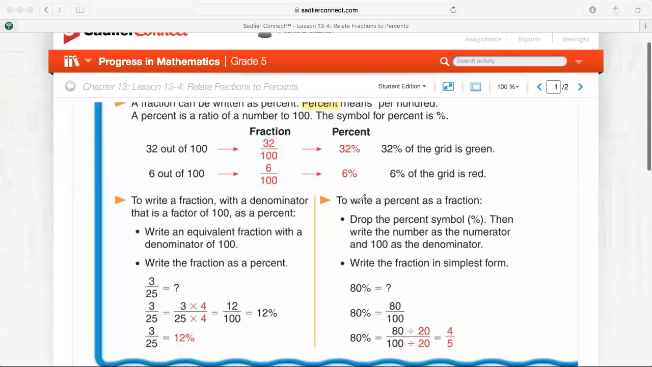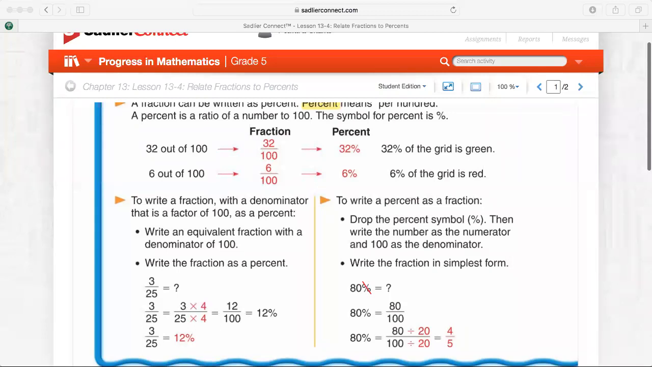Here, I have another step to write a percent as a fraction. Like 80%, write the fraction in the simplest form. I have 80%, and I want to write it as a fraction. What I'm going to do, drop the percent symbol. Drop it, okay?